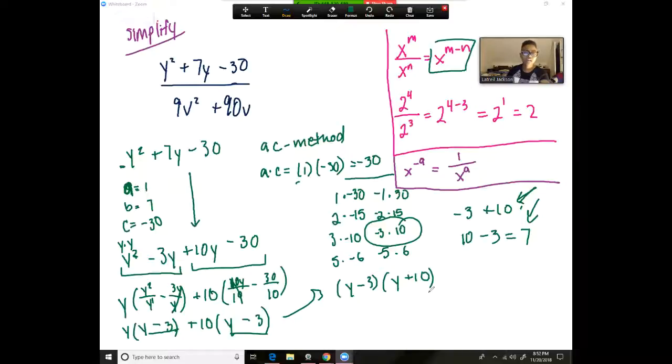We can factor it out using FOIL, and see that this is, in fact, the same as y squared plus 7y minus 30. Well, we don't have a lot of time to do that, so we're going to continue on and factor out the denominator.